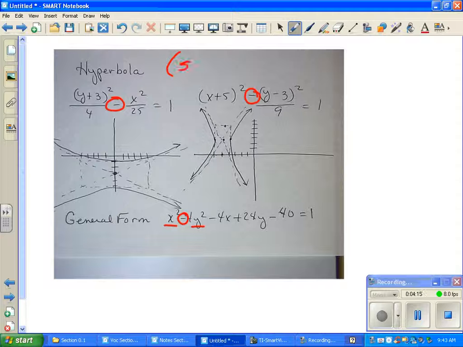The squared terms are subtracted. So that's very, very important. If you see 2 squared terms, whether they're in parentheses or whether it's already been all multiplied out and you see them at the beginning, it's got to have subtraction to be hyperbola.